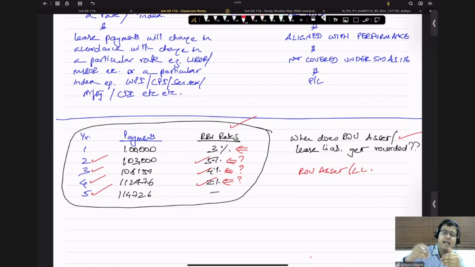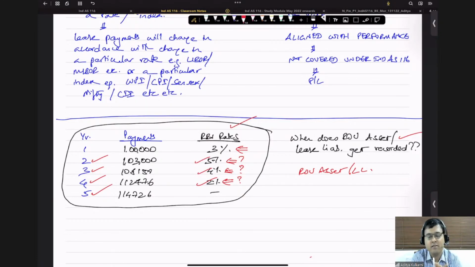भाई मुझे निकालना है lease liability on the commencement date. But on commencement date, I do not know RBI rates. Replace RBI rates with LIBOR. Replace RBI rates with MIBOR. कौन सा भी रेट डालो, आपको 2 साल बाद का रेट आज थोड़े ना पता होगा. You will not know what the rates will be after 2 years, after 3 years, after 5 years, after 10 years. I do not know it.